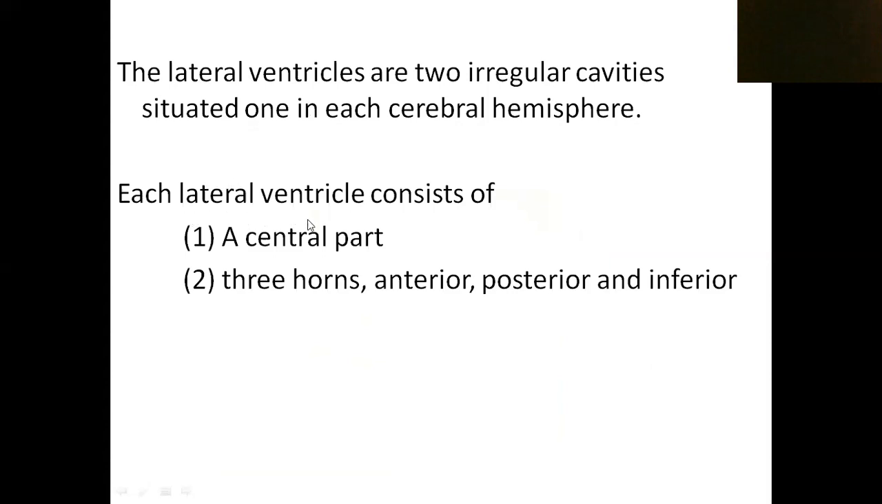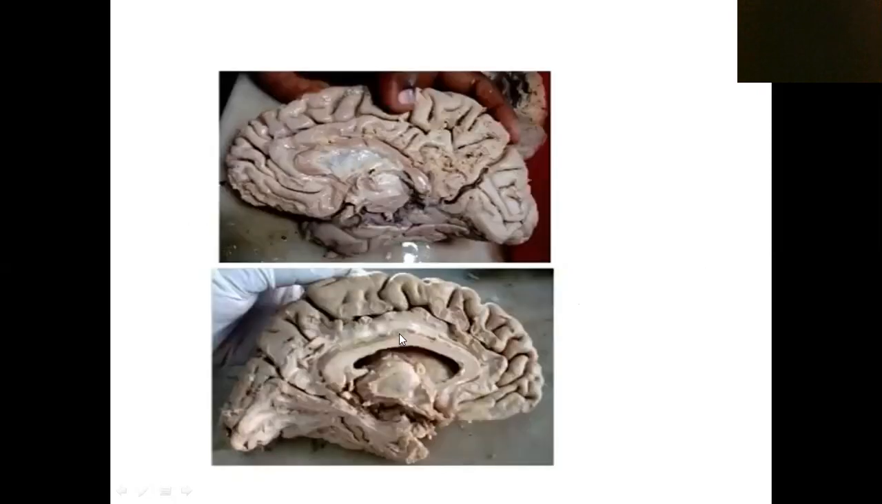Then each lateral ventricle has a central part and three horns. What are the three horns? Anterior horn, posterior horn, and inferior horn. The lateral ventricle has one central part, then three horns: anterior, posterior, inferior. How? See, approximately here, this is the central part, and in this image we can see the anterior horn also. Here comes the anterior horn, which is extending into the frontal lobe.